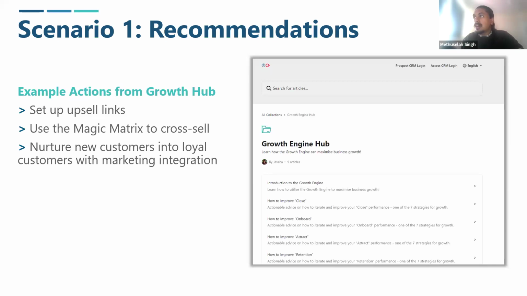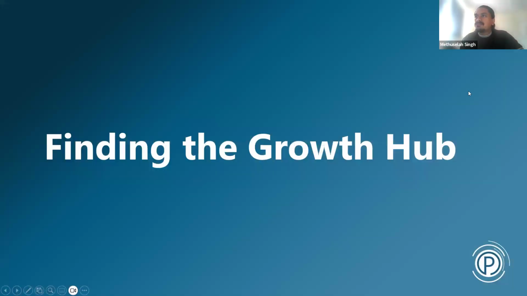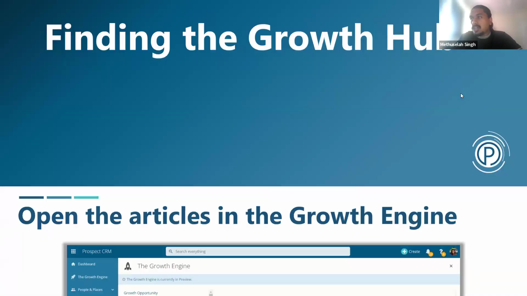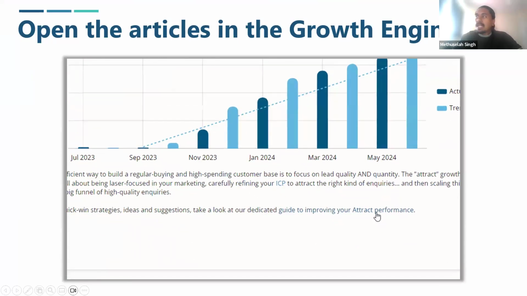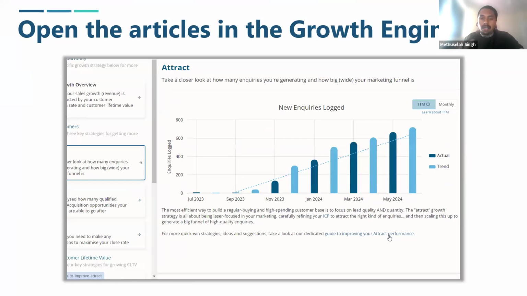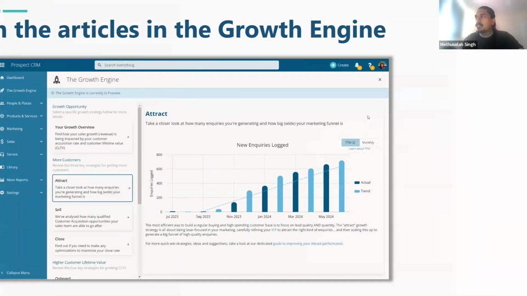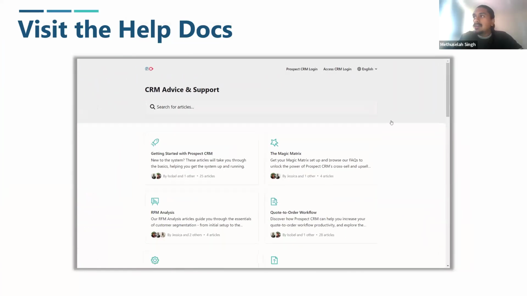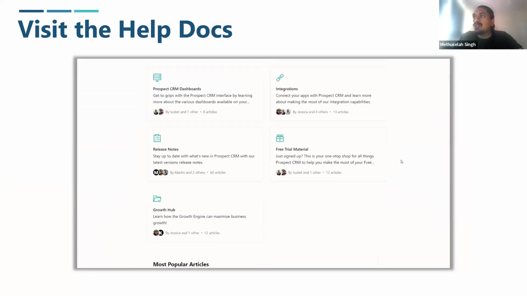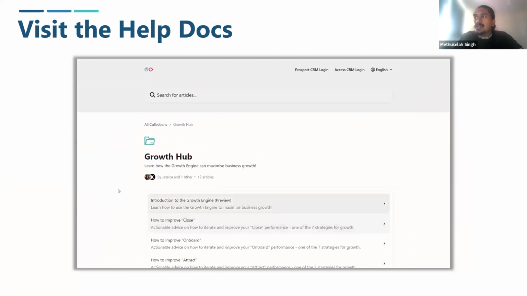So obviously we mentioned the Growth Hub. If we go to the next slide, there are a few different ways to find it. Andy showed you one earlier, which is directly through the Growth Engine. Every chart will have a bunch of text at the bottom, and when it's highlighted in blue, you can click on it and it will take you directly to a corresponding article in the Growth Hub. That's one way to do it. The second way is to go to the question mark in the top right of your CRM, and if you scroll down, eventually you'll find a little collection of documents called Growth Hub. That's another way to do it.